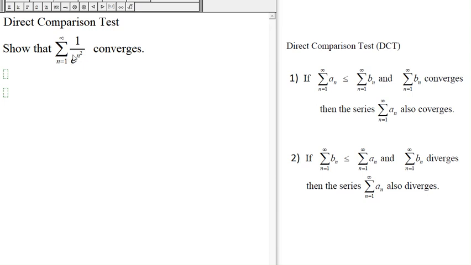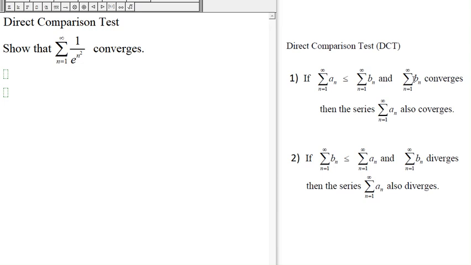Here we have the infinite series of 1 divided by e to the n squared, and we want to show that this infinite series converges by using the direct comparison test. And once again, to use the direct comparison test, we will call this right here a sub n, and then we need to come up with a b sub n.